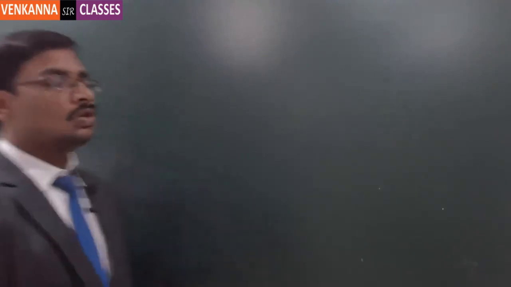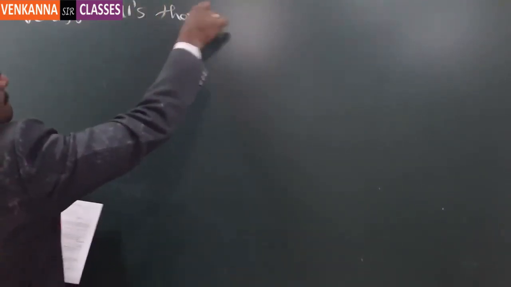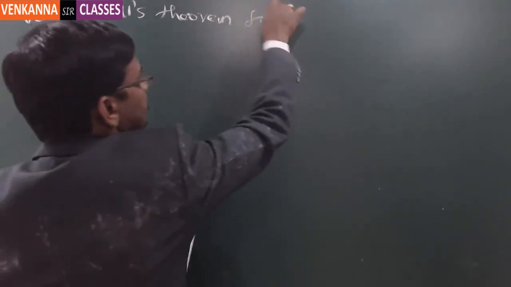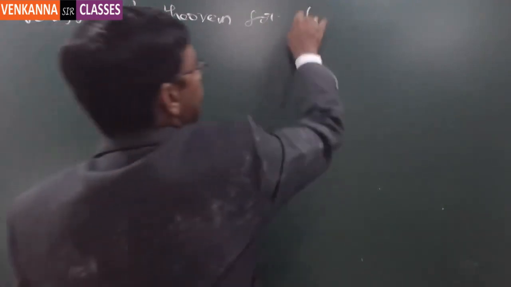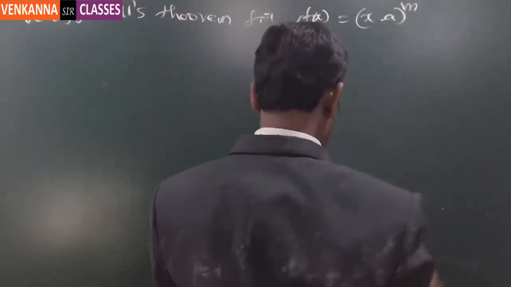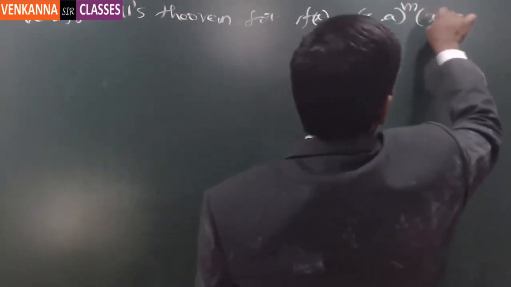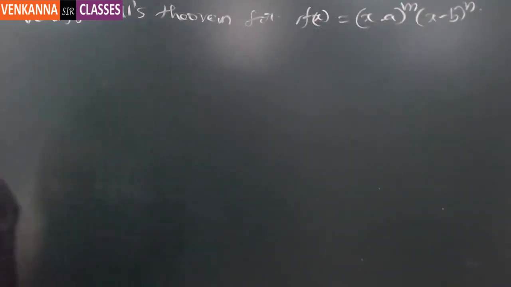Now here, note down one problem. Verify Rolle's theorem for f of x is equal to (x minus a) whole power m into (x minus b) whole power n. Can you verify Rolle's theorem on this? Anybody got the answer for this?